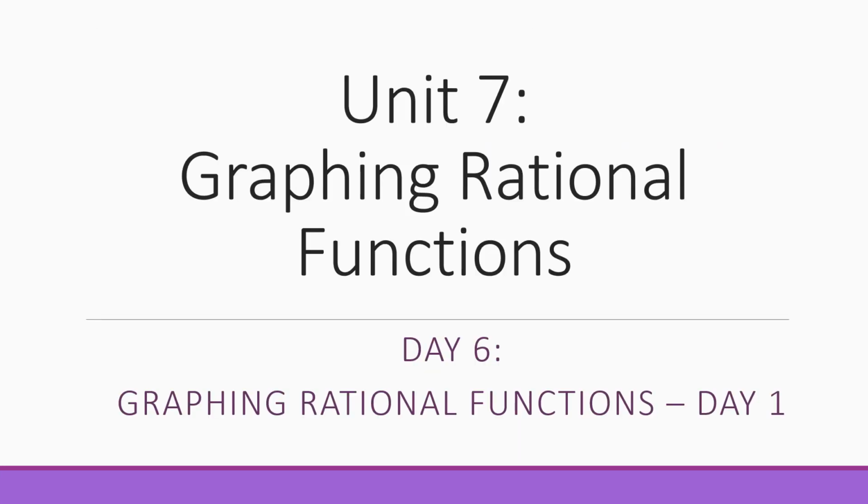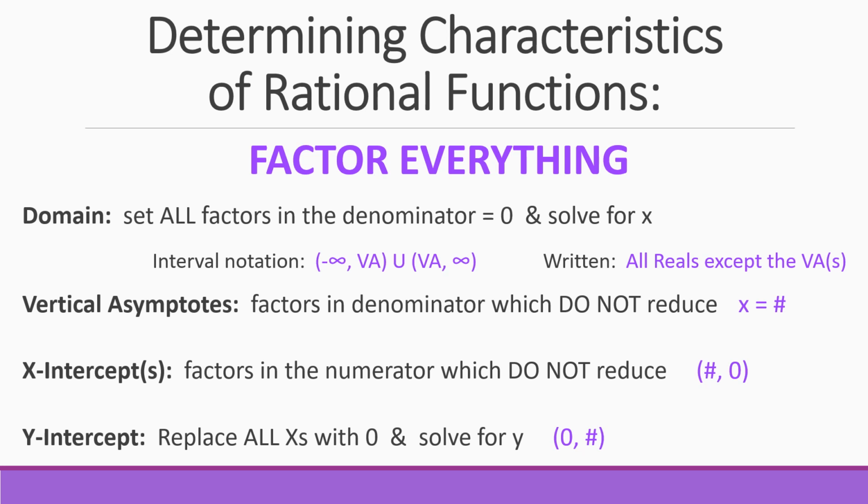Again, we're going to be graphing rational functions. We're going to look at all the characteristics that we have worked on up to this point, and then put them all together to create a graph of a given function. So remember, our domain is all the factors that come from the denominator set equal to 0. And we typically will write it in interval notation, negative infinity to the vertical asymptote, union the vertical asymptote to positive infinity. Vertical asymptotes are the denominators that do not reduce. When you set them equal to 0 to find those domain values, those leftover factors in your denominator are x equals the number for a vertical asymptote.